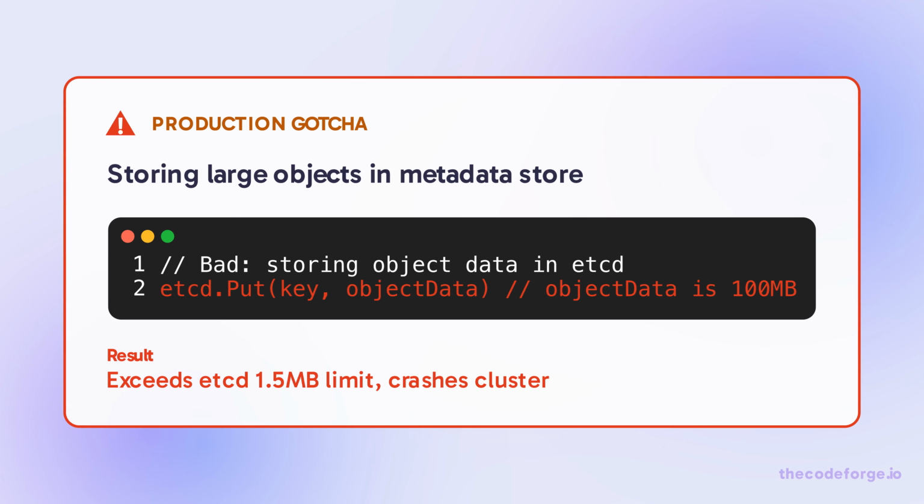Never store object data in the metadata store. That's how you run out of space and crash the cluster. I've seen a team store 100 MB objects as etcd values. etcd has a 1.5 MB limit per key. They learned the hard way.